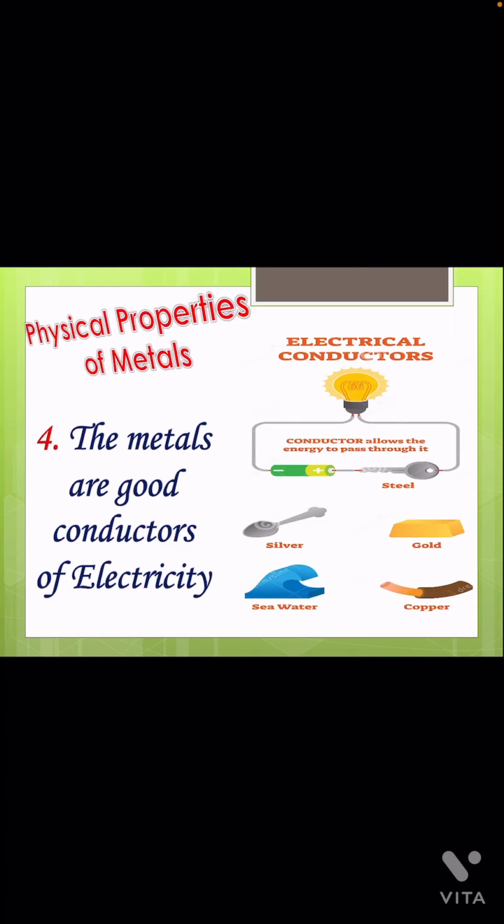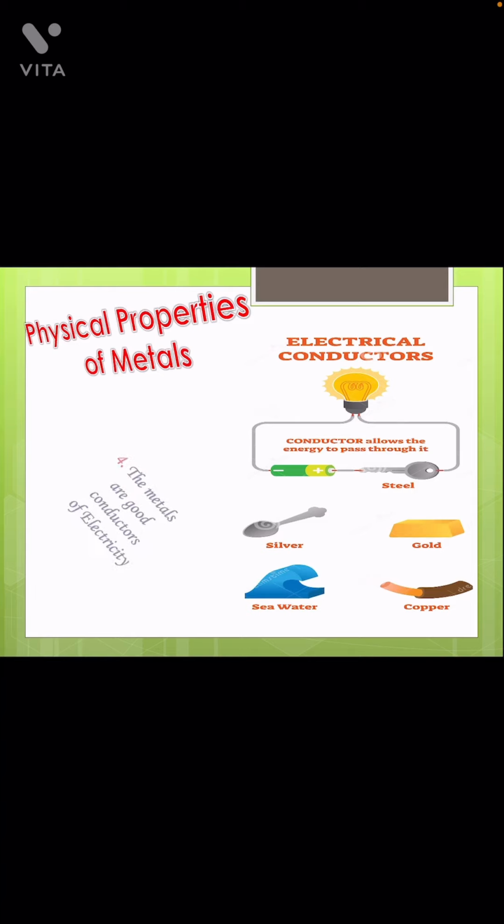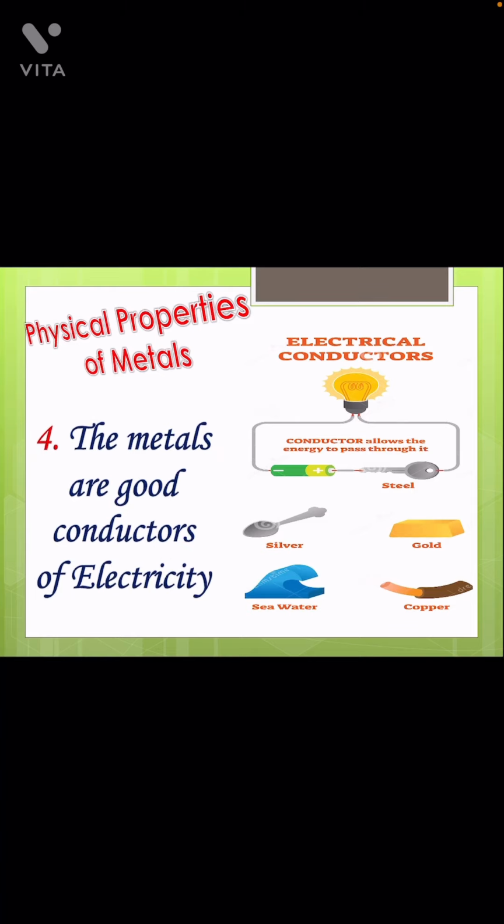Metals that allow the electric current to pass through them are called conductors, while the materials that do not allow the electric current to pass through them are called poor conductors. Here you can see some examples of electrical conductors. We'll consider some more examples.